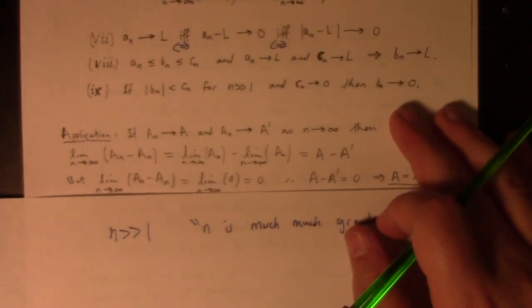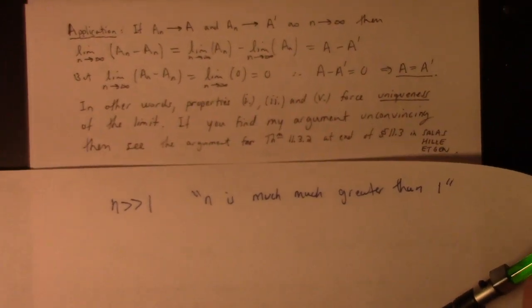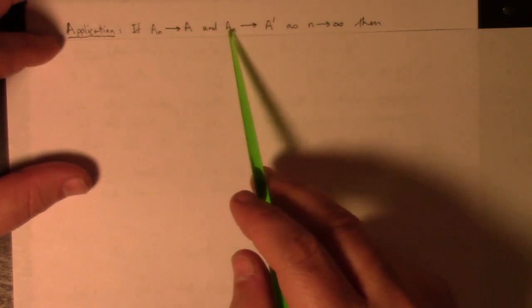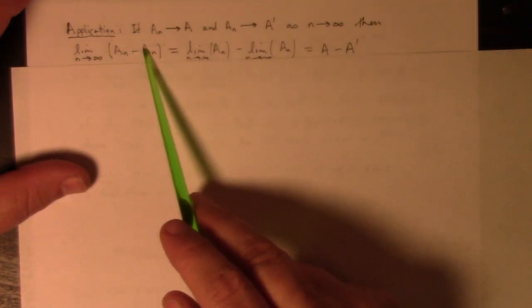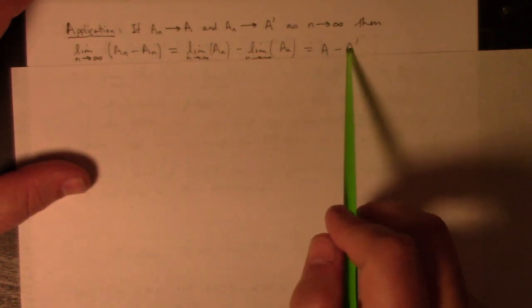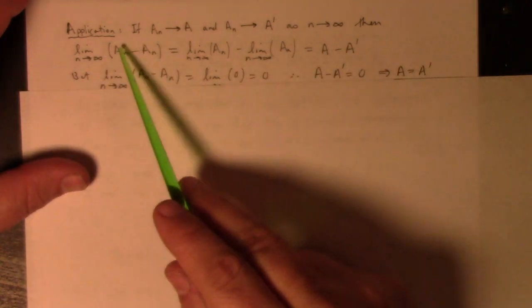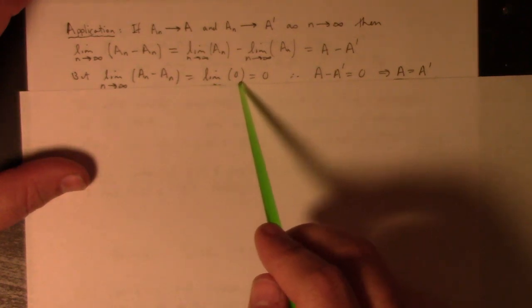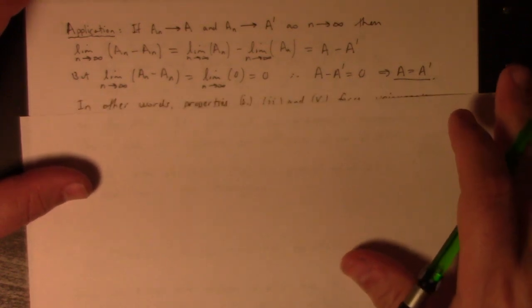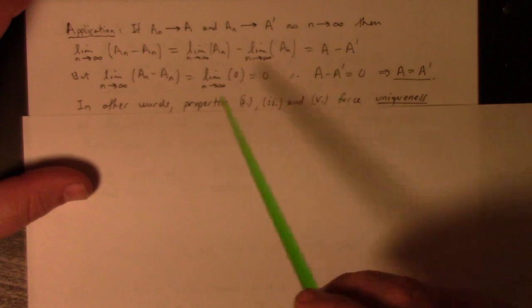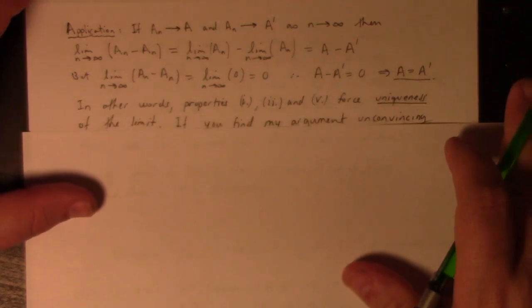Now here's one immediate application of these limit properties: proving the uniqueness of the limit. Here's a proof that I saw once upon a time. Suppose a sub n goes to a, and a sub n goes to a prime as n goes to infinity. Then the limit of the difference a sub n minus a sub n is the difference of the limits, a minus a prime. But on the other hand, a sub n minus a sub n is just 0, and the limit of the constant sequence 0 is 0. So that shows a minus a prime is 0, which is to say a equals a prime. In other words, properties 1, 2, and 4 force uniqueness of the limit.